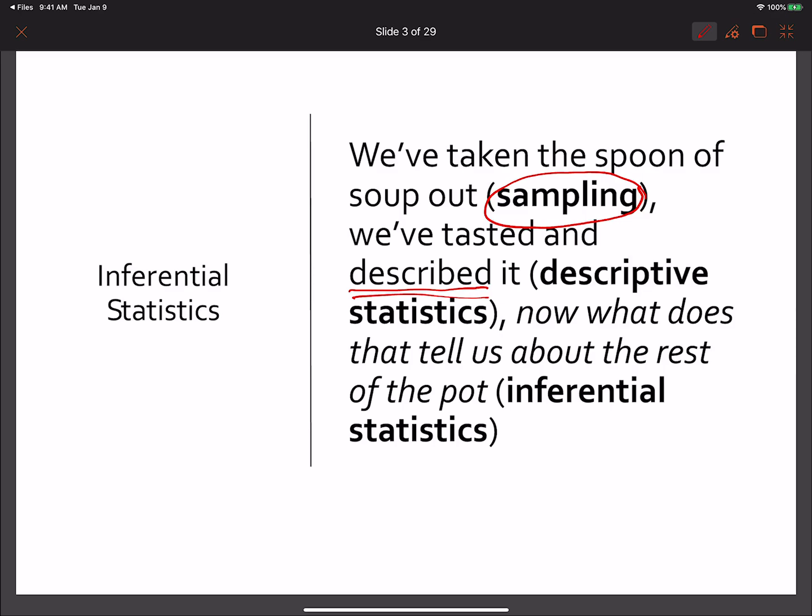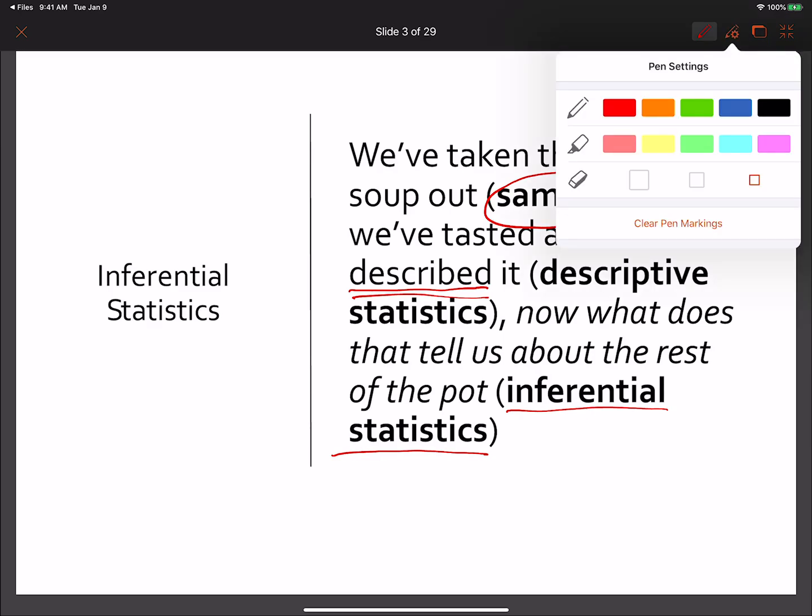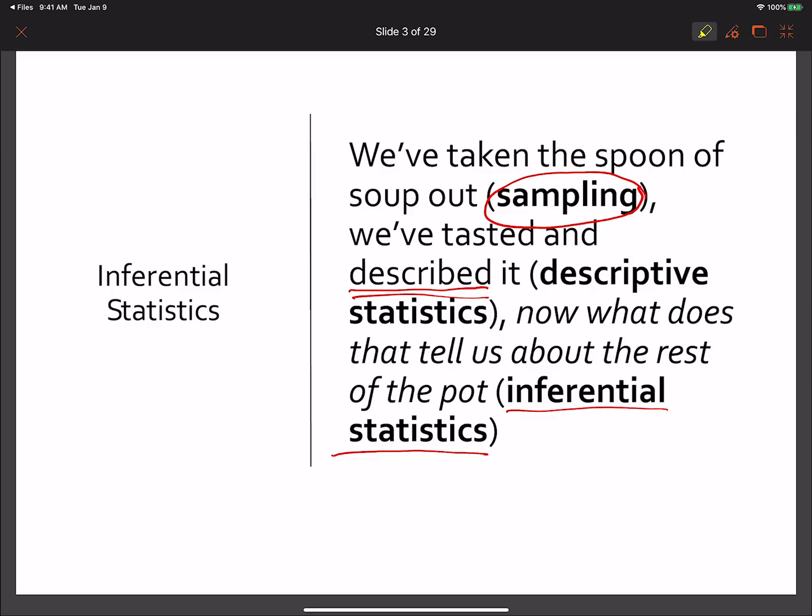And now, what we need to do is use all of that information we found before to do our inferential statistics. And the key thing is what? Inferential statistics is going to tell us about the rest of the pot. That's what it's going to do. That's kind of the key here. We want to learn more about the rest of the pot.